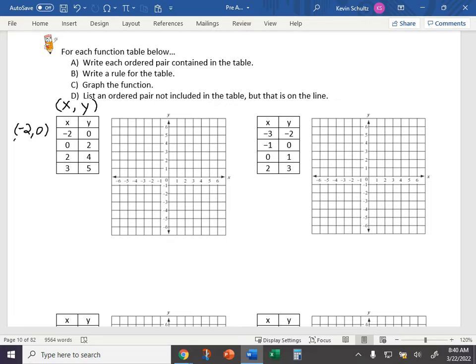The next one, 0, 2. The next one, 2, 4. And the last ordered pair in this table, 3, 5.